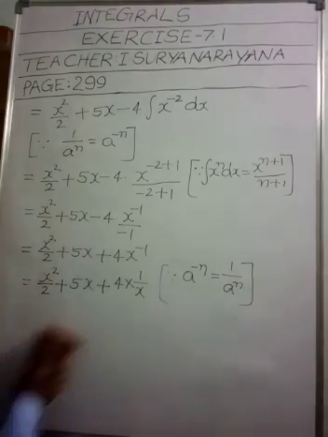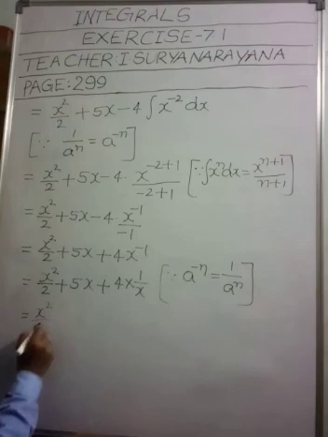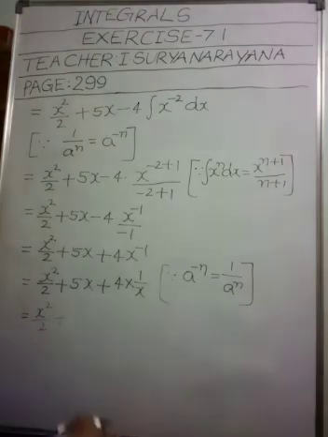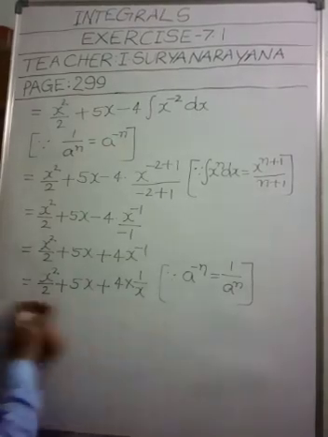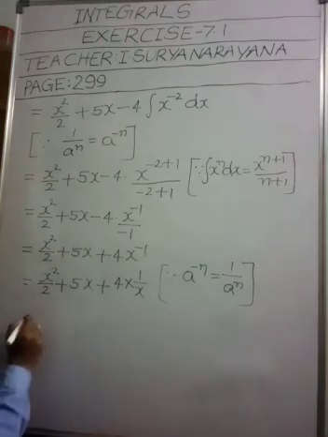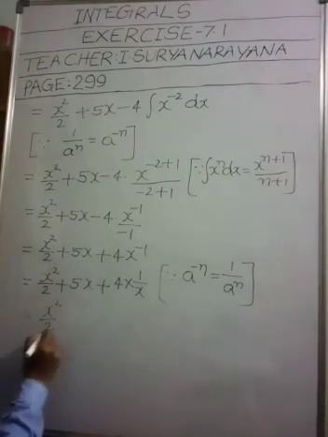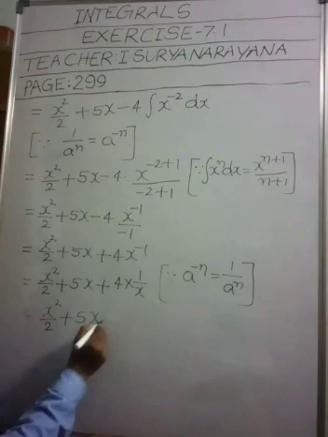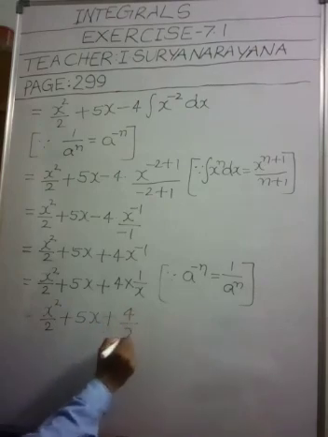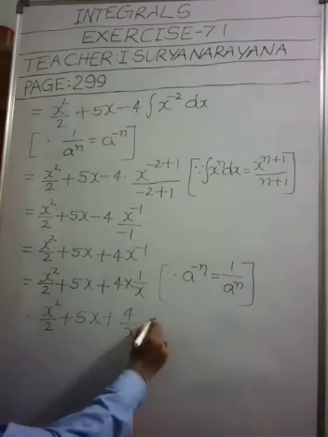Right. Now we write the first two terms as it is. X square by 2 plus 5x plus 4 into 1 by x. What will you get? 4 by x plus c.